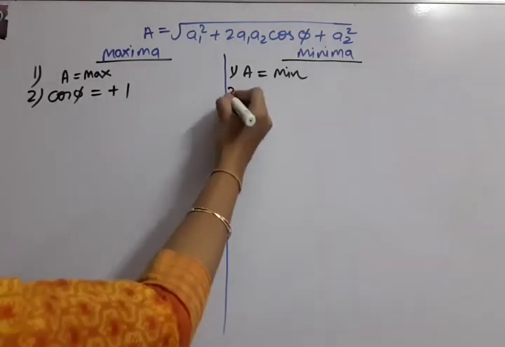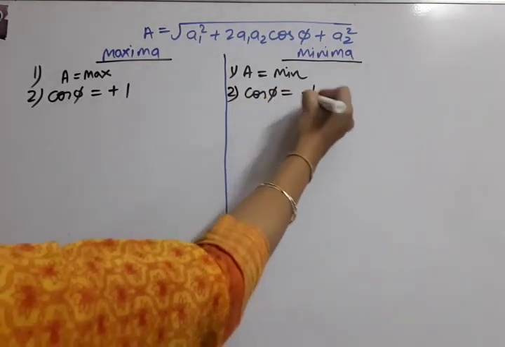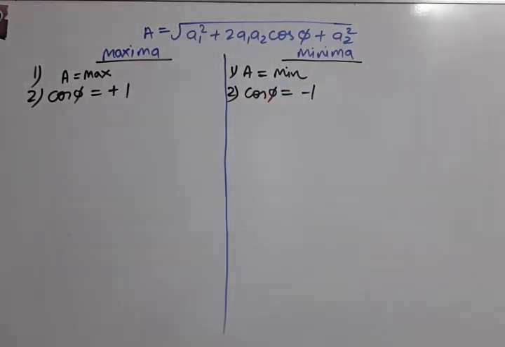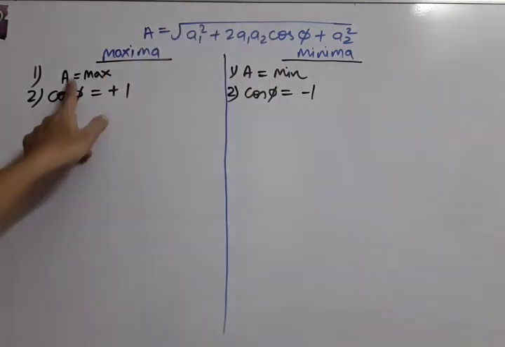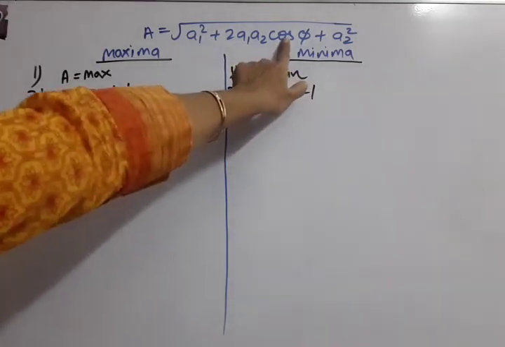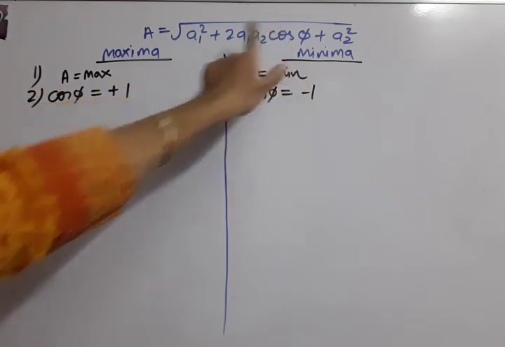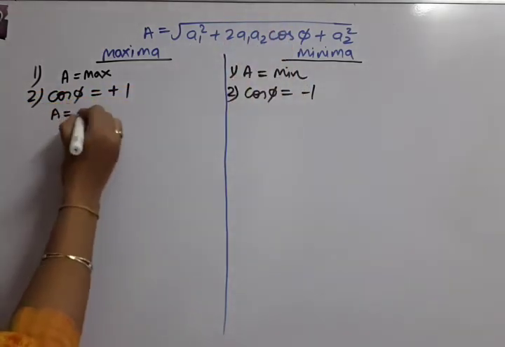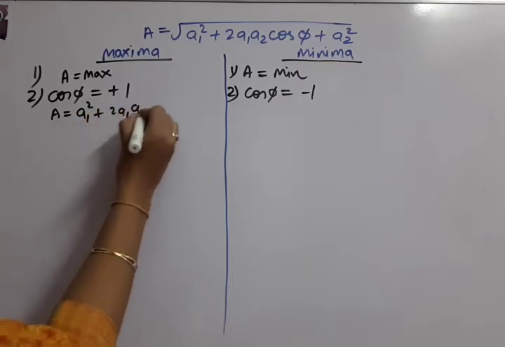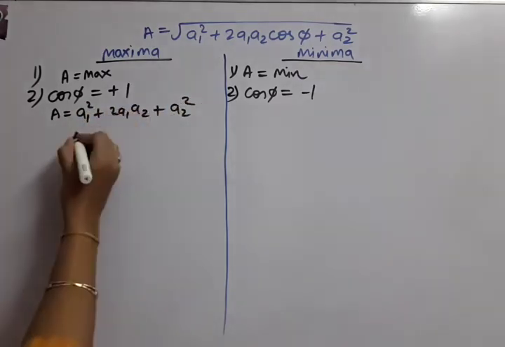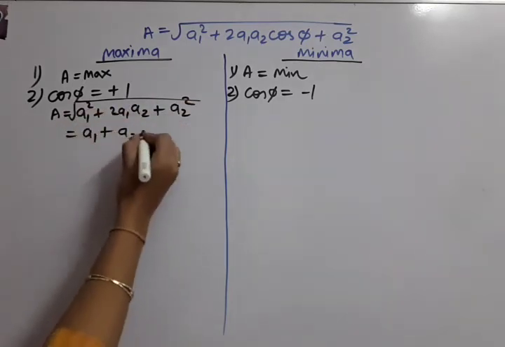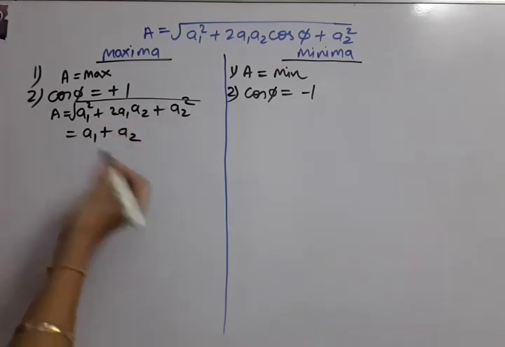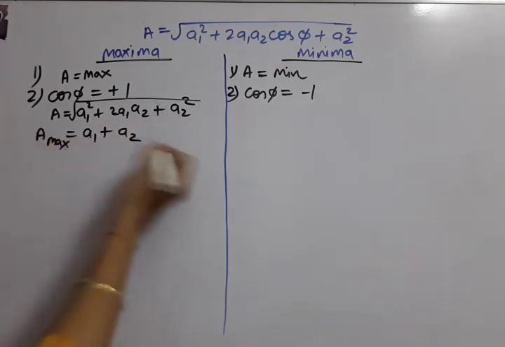And for minimum, cos phi should be minimum. The minimum value of cos phi is minus 1. Now if I put cos phi as plus 1, what will be my maximum amplitude? The amplitude formula becomes root of A1 square plus 2A1 A2 plus A2 square. That is the square of A1 plus A2, and the root is cancelled. So the maximum amplitude formula is A1 plus A2.